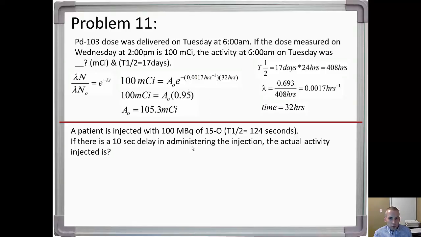Okay, so for the next question, a patient is injected with 100 megabecquerel with a half-life of 124 seconds. Now, if there is a 10-second delay in administering the injection, what's the actual activity injected?